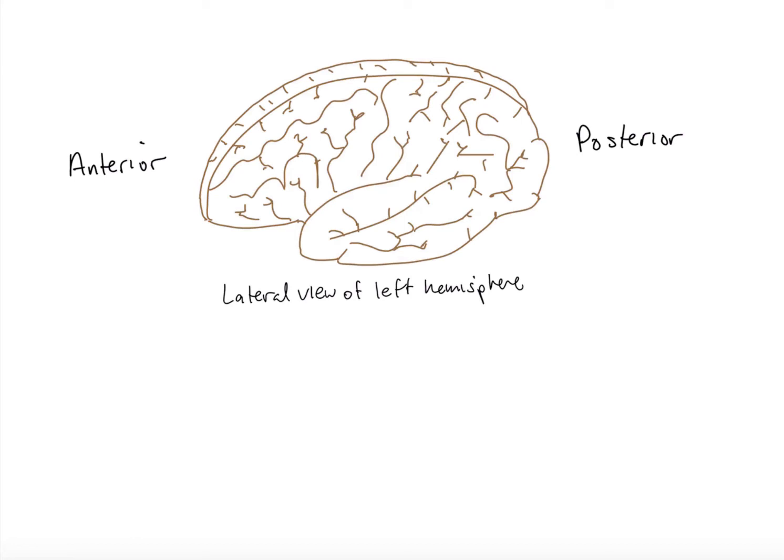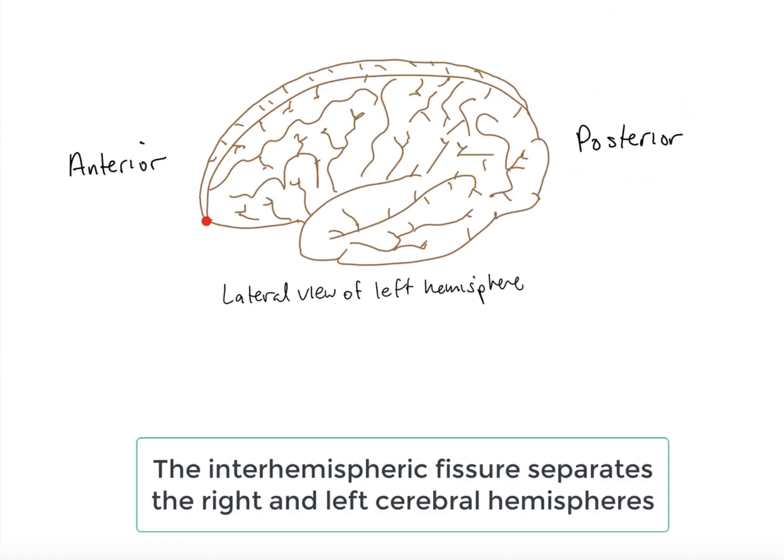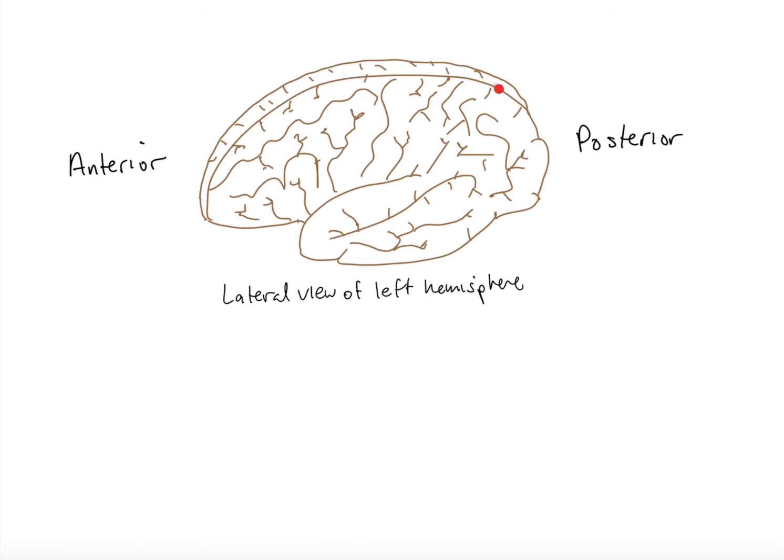So we're going to talk about the diencephalon, brainstem, and cerebellum. But first, this is the lateral view of the left hemisphere. Anterior is in the front, posterior is in the back. We have our interhemispheric fissure that separates the right and left cerebral hemispheres. And what we're going to do is strip away the left hemisphere, and what we're going to see is now a medial view of the right hemisphere.